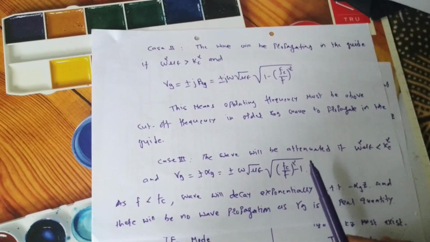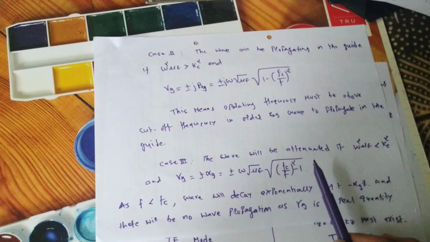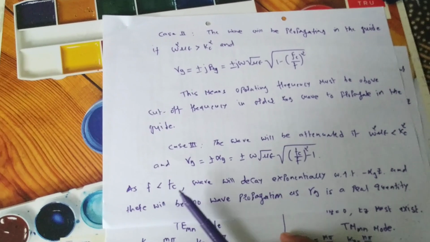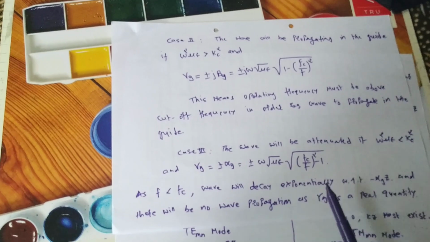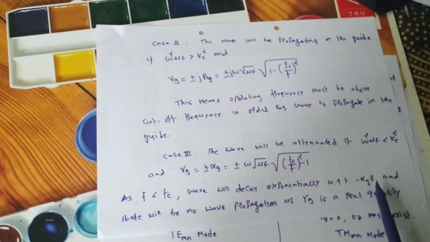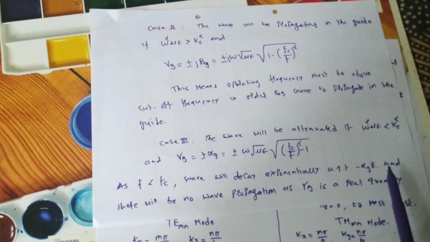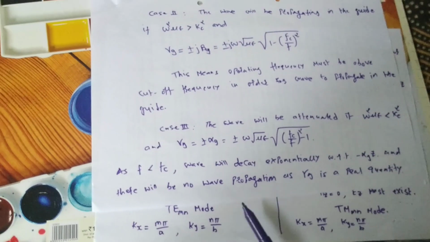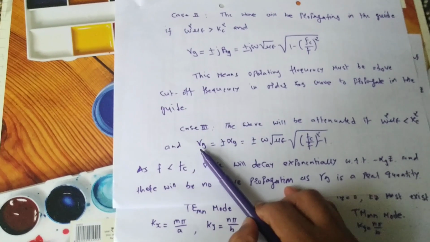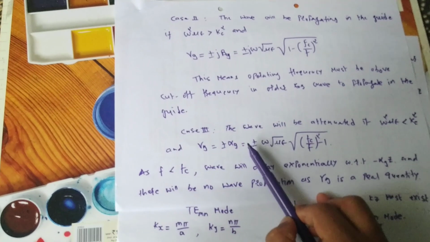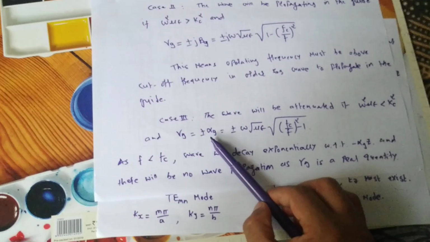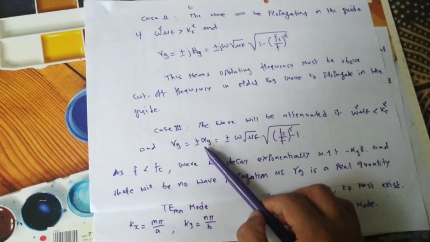So here you can clearly see that if the operating frequency is less than the cutoff frequency, the wave will decay exponentially with respect to e to the minus alpha into z, and there will be no wave propagation as this propagation constant is a real quantity. There is no imaginary quantity present.